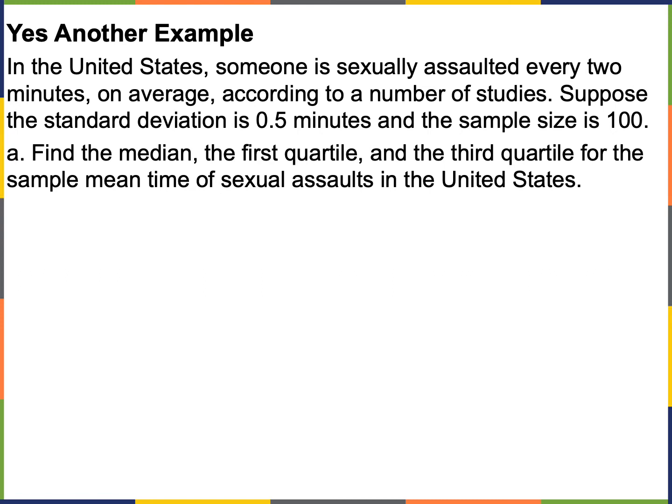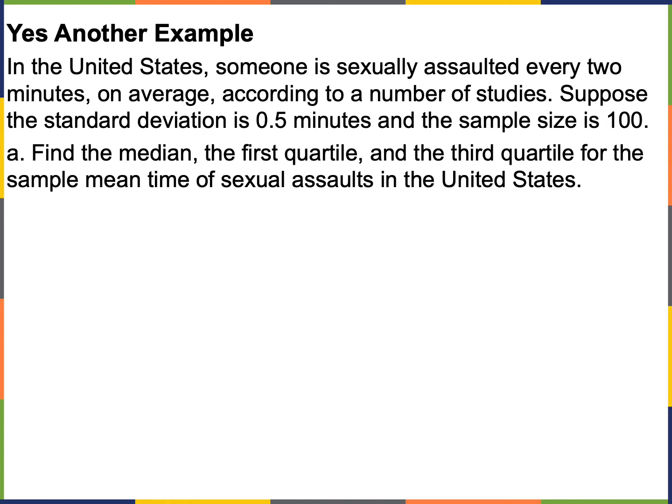Okay, so yes, another example. Someone is sexually assaulted every 2 minutes in the United States on average, according to a number of studies. Suppose the standard deviation is 0.5 minutes and the sample size is 100. So right here, they already give you everything. They give you the mean, right? Which is what? It's every 2 minutes, so 2. And then they give you the standard deviation. The standard deviation is 0.5 minutes, right? So 0.5. And then the sample size, n, is 100, okay?